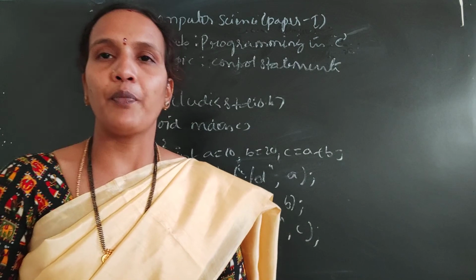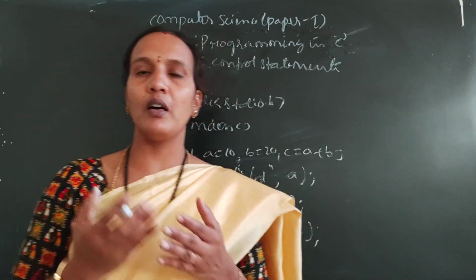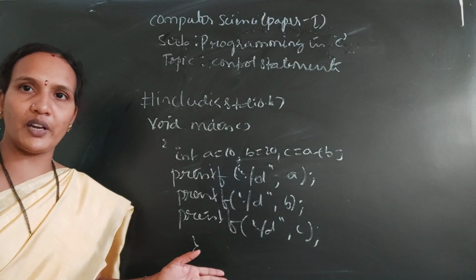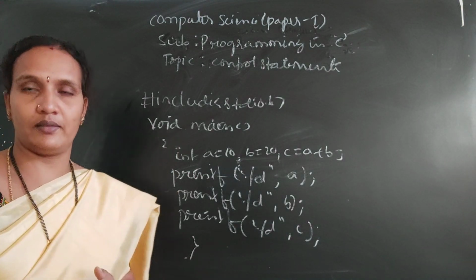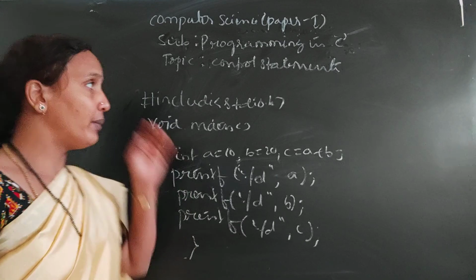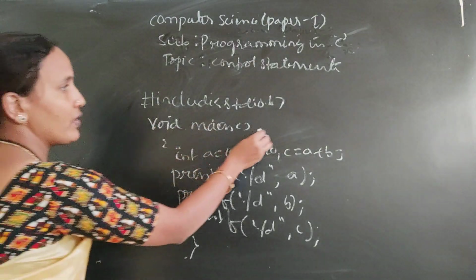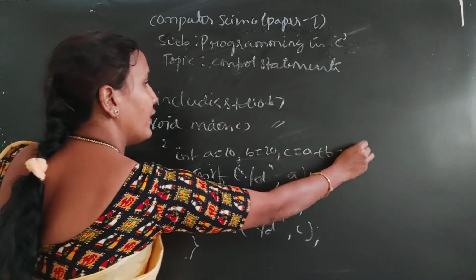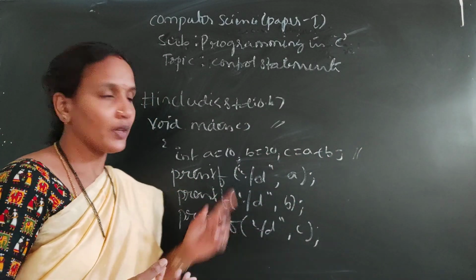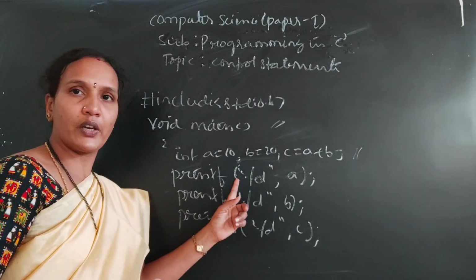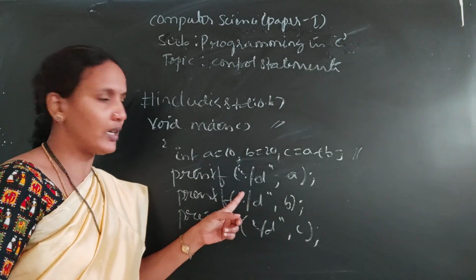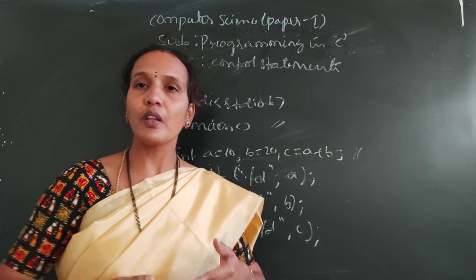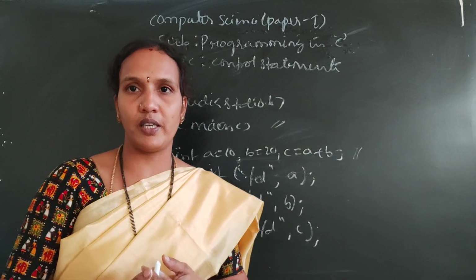In C programming, statements are executed in the order in which you have written them, in the same order. This means the program execution starts from here. After that comes the variable initialization. Next, this line will be executed, then this line, then this line. The statements are executed in the same sequence.